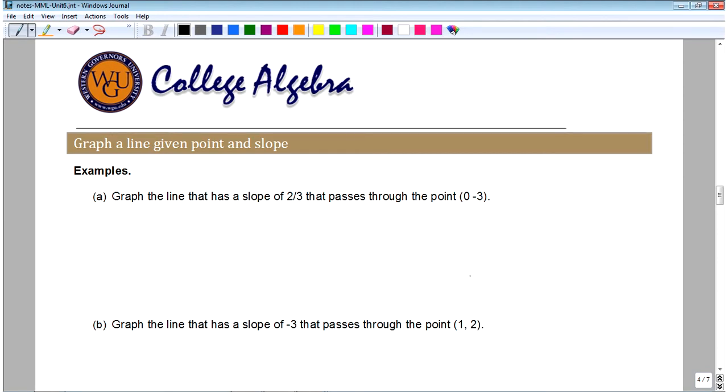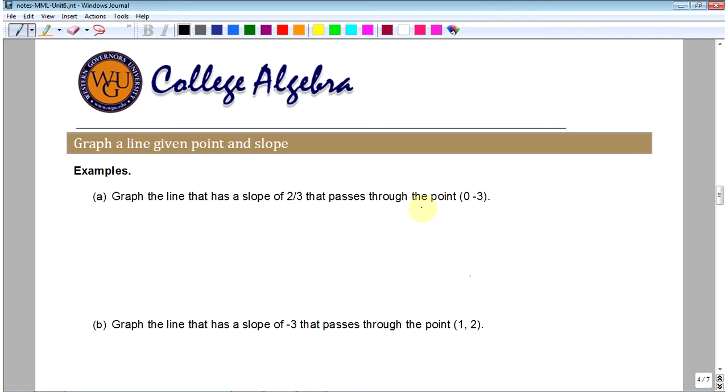Hi, this is Calandra. In this video we will cover graphing lines if you're given a point and a slope. Example A. Graph the line that has a slope of 2/3 that passes through the point (0, -3).